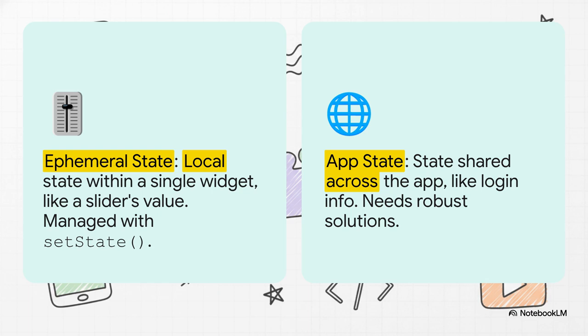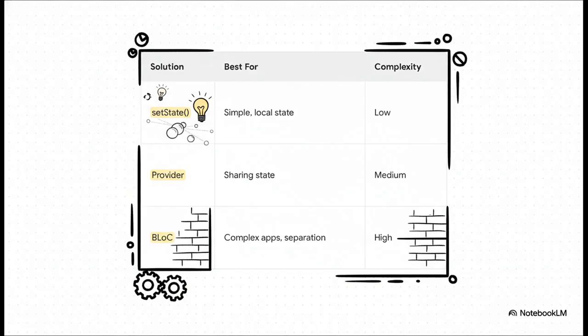Now, not all state is created equal. First, you've got ephemeral state. Think of that as the current position of a dimmer switch on a light. Only that one switch really cares about it. Then you have app state. This is more like the main circuit breaker for the whole house. Every room needs to know if the power is on or off. A user's login status, or the items in a shopping cart. That's classic app state. So, this is where you have to pick the right tool for the job.